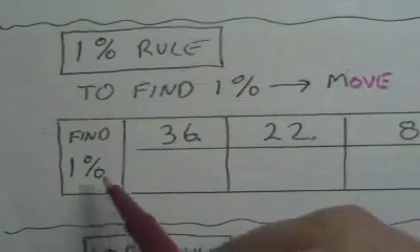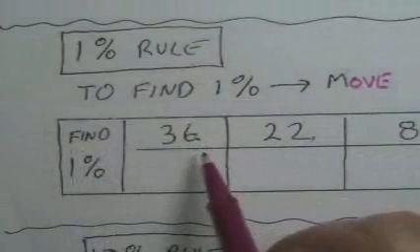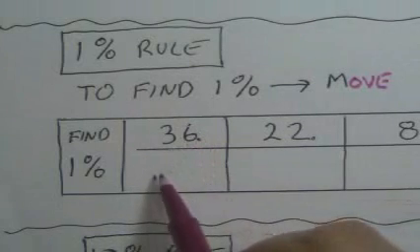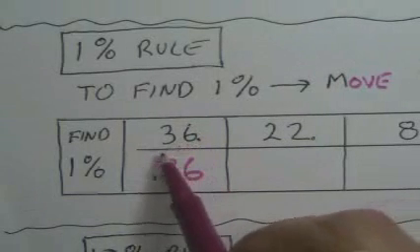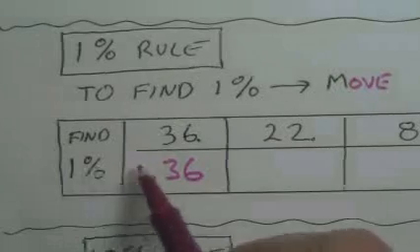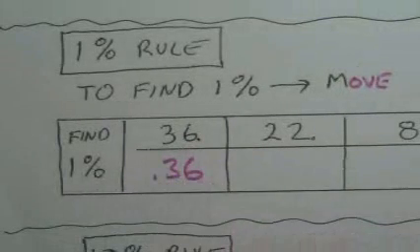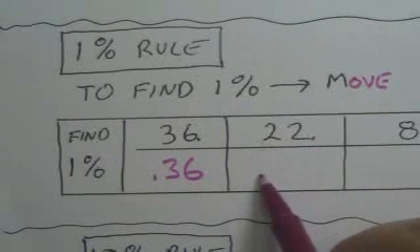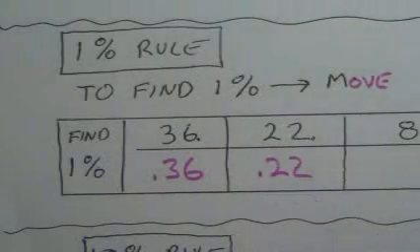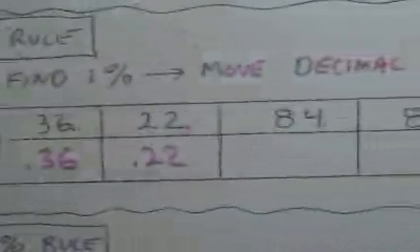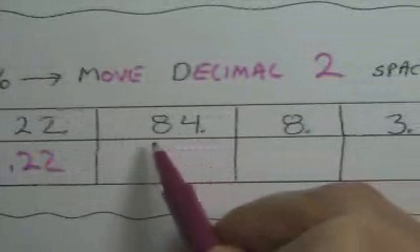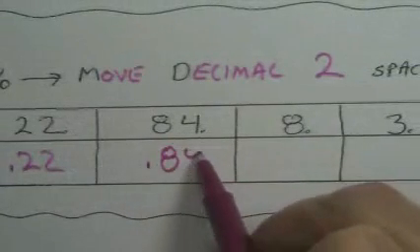Let's do some examples like that. Okay, so for 1%, we need to move the decimal 2 spaces. So 36 would become 0.36. See, I'm moving over 2 spaces. That's 1% of 36 is 0.36. 1% of 22, again, move the decimal over 2 spaces, 0.22. All right, 1% of 84, again, move the decimal over 2 spaces, 0.84.